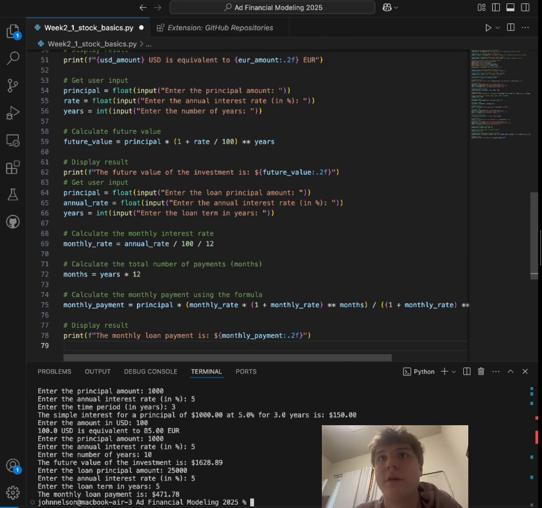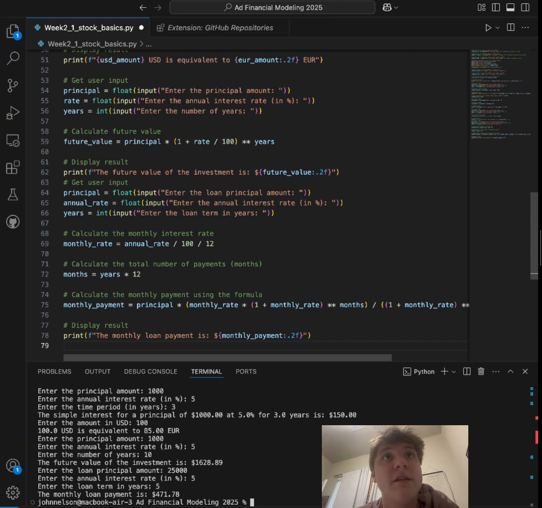And then for our next exercise, we were asked to create a program that calculates the future value of an investment after N years. So as you can see on line 53, number sign, get user input. Principal equals float input, enter the principal amount. Rate equals float input, enter the annual interest rate in percentage. And then years equals int input, enter the number of years.